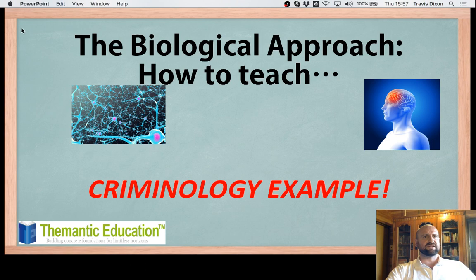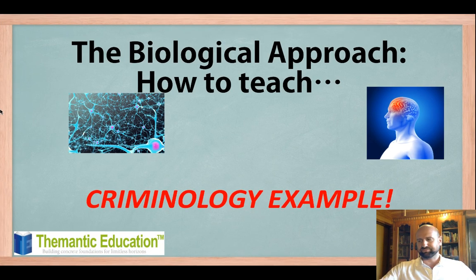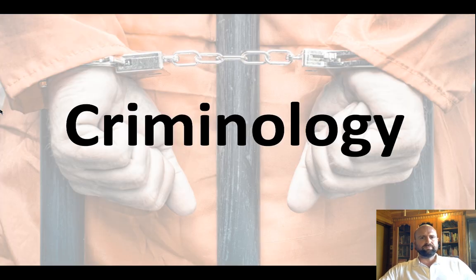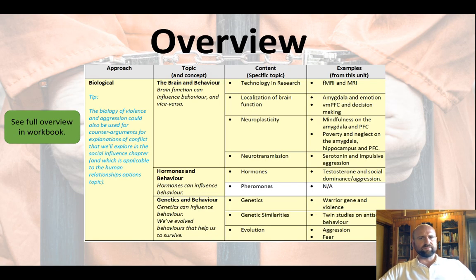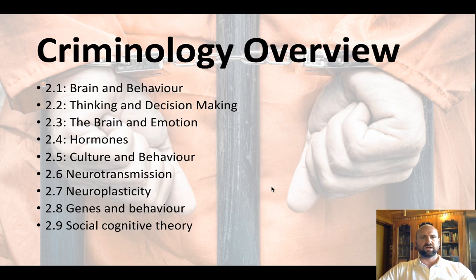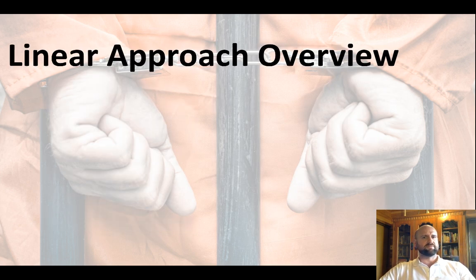Okay, now studying criminology with the biological approach. The unit I've put together, and you can find on our website and our store, covers everything in the biological approach except for pheromones. That comes in our love and marriage topic, although I'm sure you could find pheromones linked to aggression, perhaps.